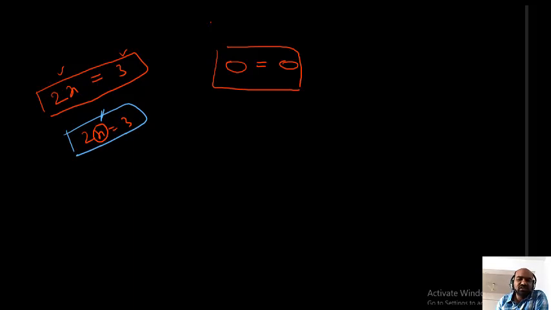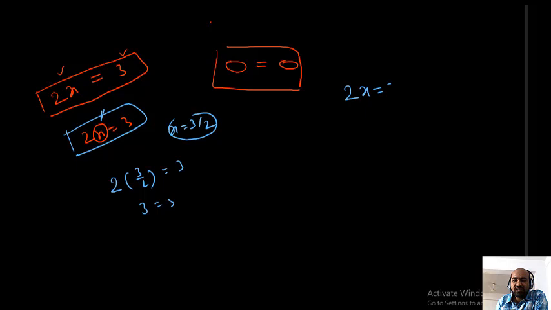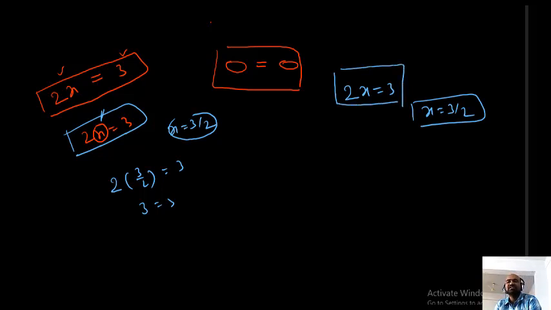Obviously 2x equal to 3, then I can say x equal to 3 by 2. What is the meaning of that? Instead of x you write 3 by 2, so we get LHS equal to RHS, 3 equal to 3. Then I can say x equal to 3 by 2 is the solution of this equation. Only one x will satisfy this equation, because this is a linear equation in one variable.